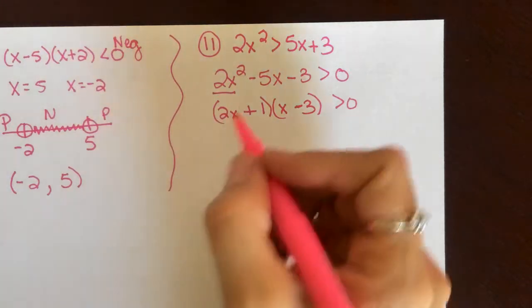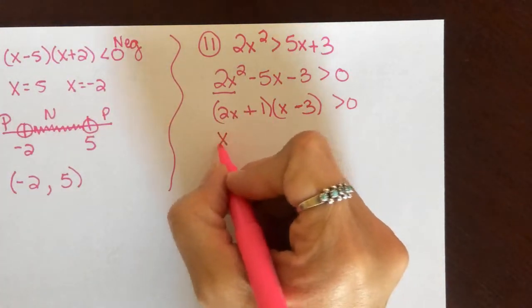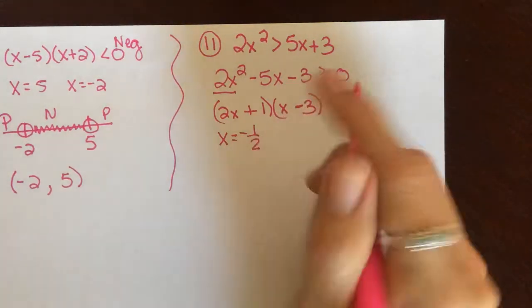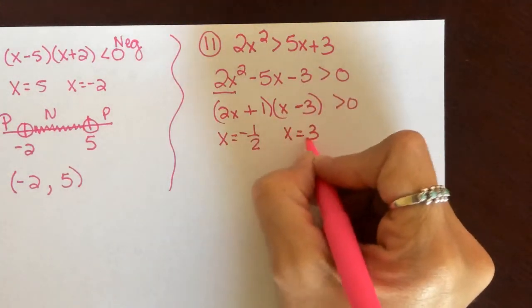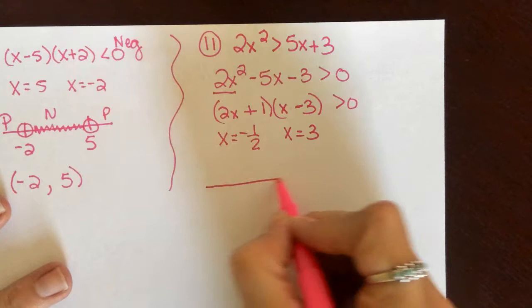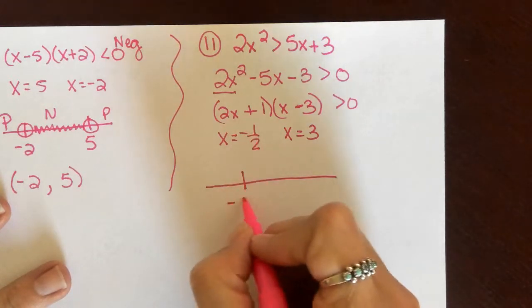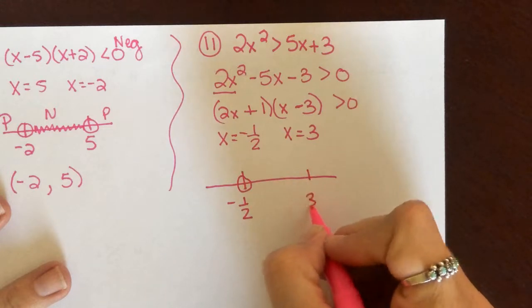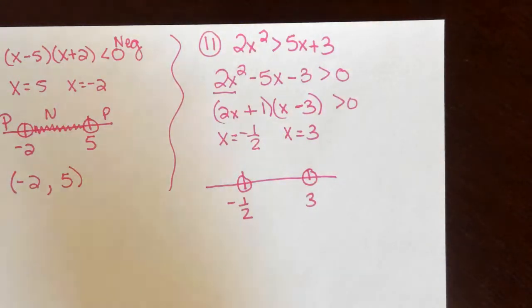So I'm going to solve each one of these for 0. So 2x plus 1 equals 0. I'm going to subtract 1 and divide by 2. So x equals negative 1/2. For the other, I'm going to add 3, so x equals 3. Again, we're going to draw our number line. I'm going to put negative 1/2 on here. It's an open circle again. I'm going to put positive 3 on here, also an open circle.